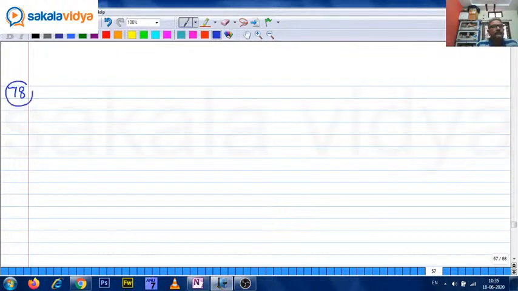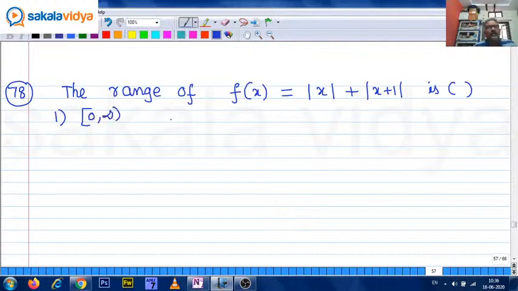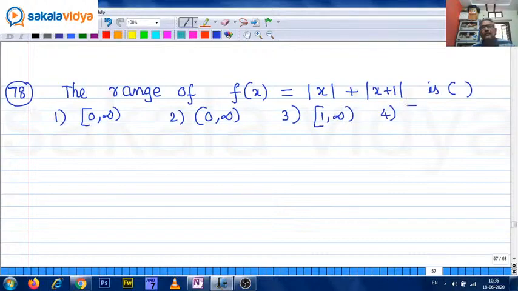Question 78. The range of f of x equals mod x plus mod x plus 1 is: first option 0 to infinity, second 0 comma infinity, third 1 to infinity, fourth 2 to infinity.